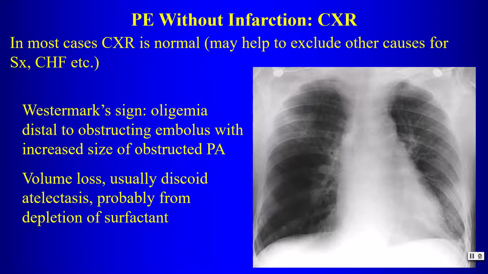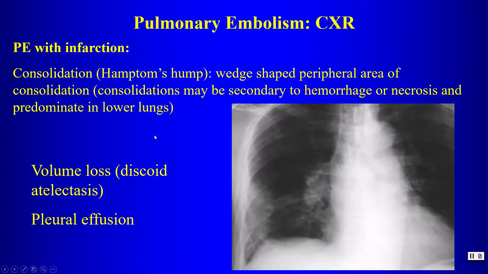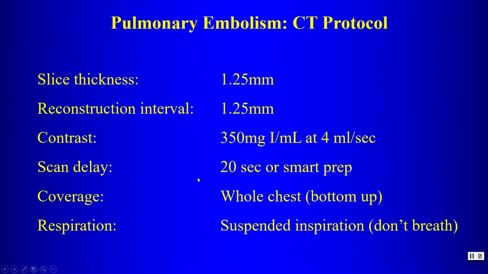So in most cases, the chest x-ray is normal in patients who have pulmonary embolism. Some of the signs we've already discussed. Westermark sign is oligemia. We might see atelectasis as a result of depletion of surfactant. So our example of Westermark sign here. If there's infarction, then we might see Hampton's hump, this wedge-shaped peripheral opacity. And as we've mentioned, we might also see atelectasis or pleural effusion and the enlarged central pulmonary artery here on the side of the embolism. That is called the Fleischner sign.